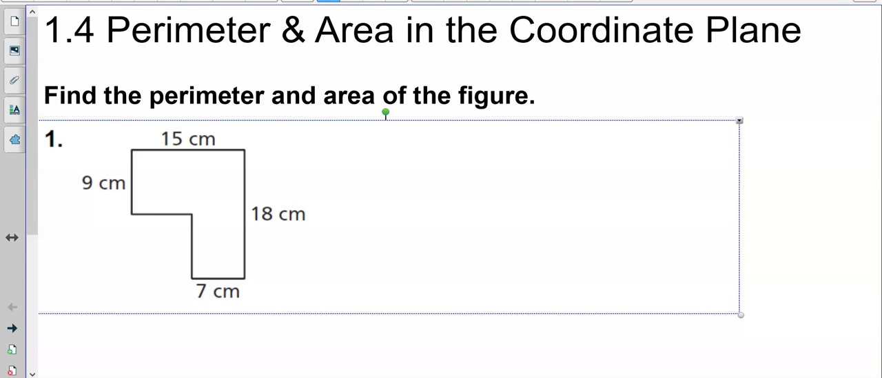All right, so 1.4, perimeter and area in the coordinate plane. Find the perimeter and area of the figure. Perimeter is just the distance around a shape. You add up all the sides.